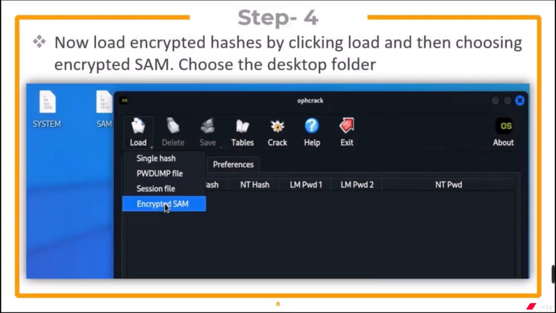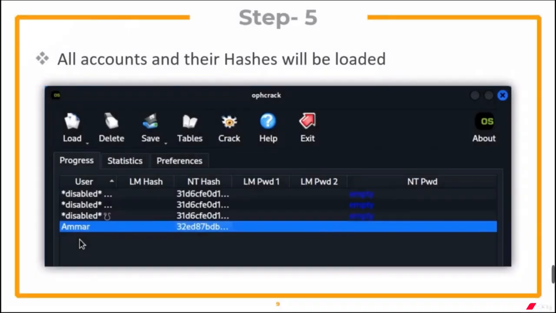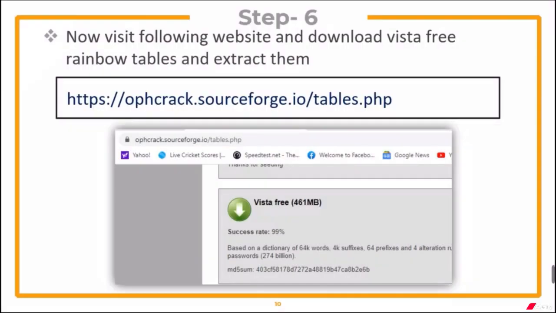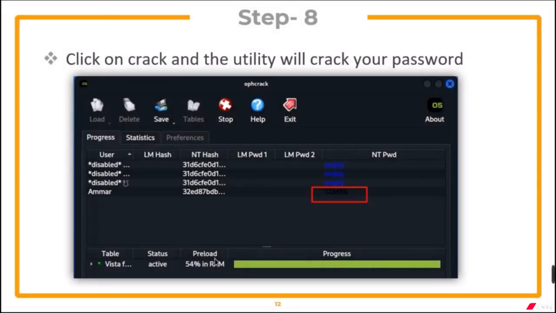Now click on Load to load encrypted hashes, and then choose Encrypted SAM. Choose the desktop folder. All accounts and their hashes will be loaded. Now visit the official Ophcrack website and download the Vista Free rainbow tables from there and extract them. In Ophcrack, click on Tables and install the table. Now click on Crack and the utility will automatically crack your password.